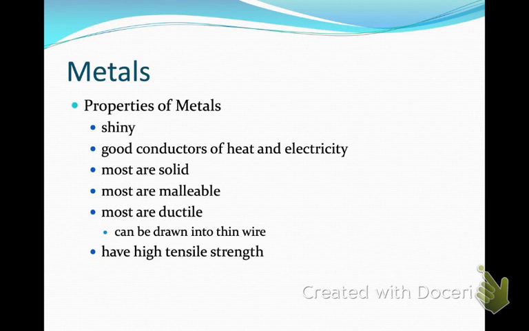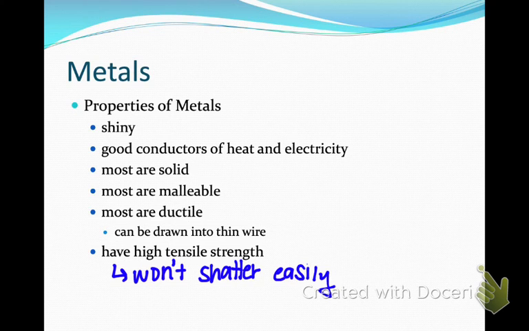Metals also tend to have high tensile strength, and that just means they won't shatter easily. Okay, so it's almost being like the opposite of brittle, right? They won't shatter easily, which means if I were to hit it with a hammer or drop it on the ground, it's not going to break into 1,000 pieces. It's not brittle, right? Metal, when I drop it, it's probably going to hold its shape. There are some metals that are real soft, but for the most part, when we think about metals, we're thinking about ones that really do have a pretty high tensile strength.